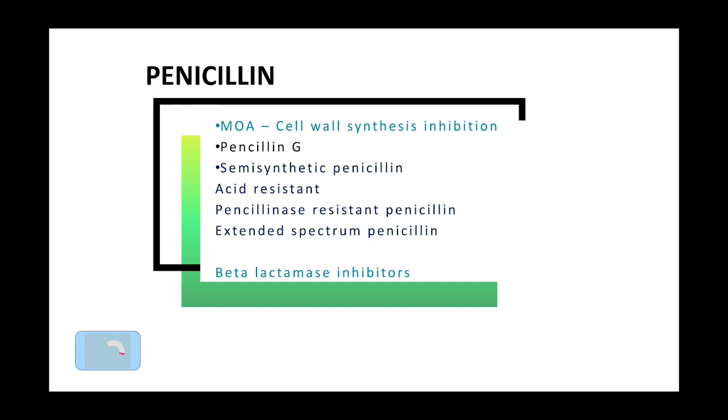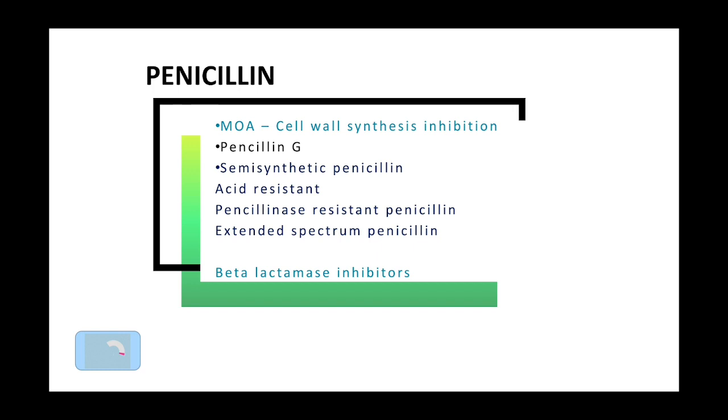Next we have penicillinase-resistant penicillin. It has coverage towards penicillinase producing Staphylococcus species. The drugs coming under this category are methicillin and cloxacillin. Cloxacillin, when given for Staphylococcus species, should be given for greater than 14 days. The oral dose is 250 to 500 mg every 6 hourly.